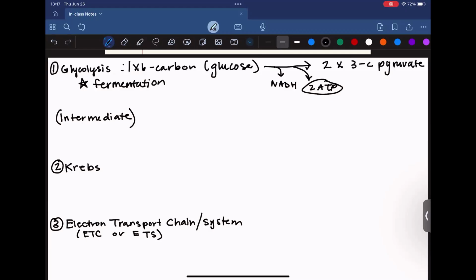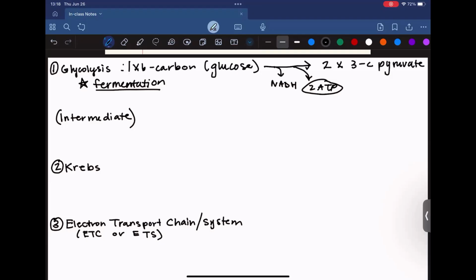But if you are a facultative anaerobe and you do not have oxygen, you ferment. And that means you're only going to make 2 ATP per glucose molecule, as opposed to the 38 that you could make if you went through the whole thing. So fermentation just stays here. That's the only step that fermentation does.